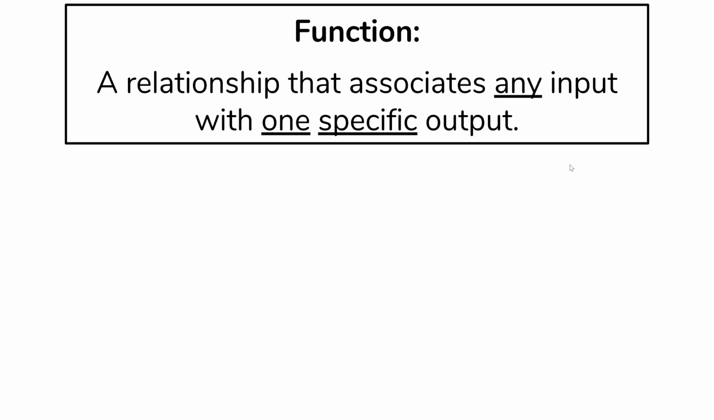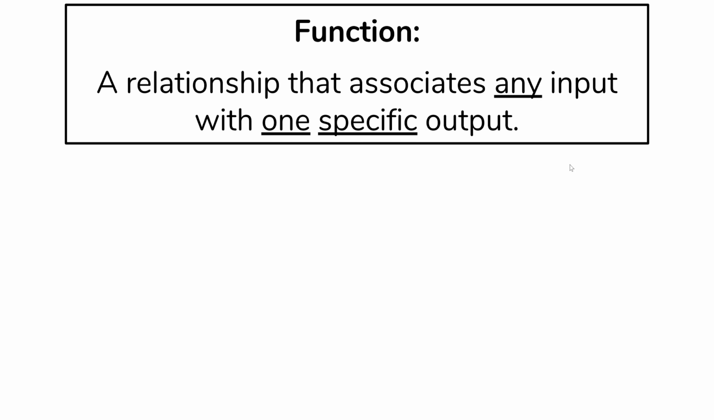We can define a function as a relationship that associates any input with one specific output. It's kind of like a vending machine. You put something in, you get something out. But the important thing about a function is that for anything you can put in, you'll get one specific thing back out again. That's what makes functions so useful for being exact and precise.